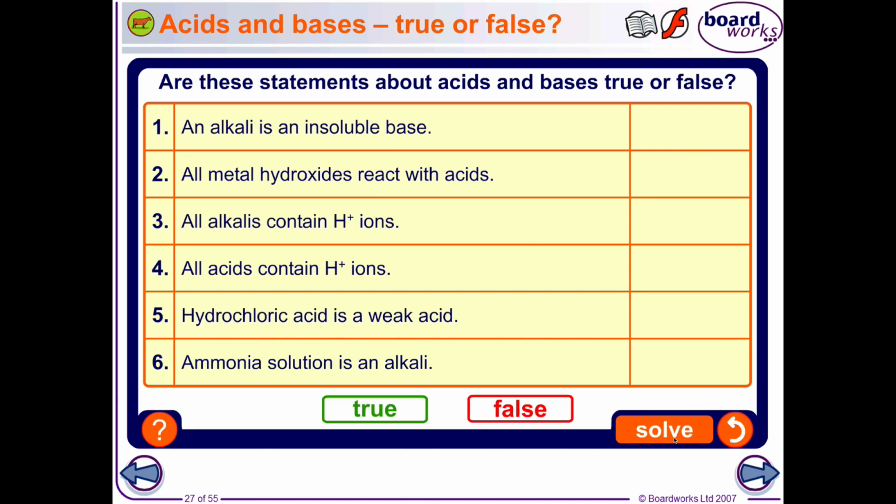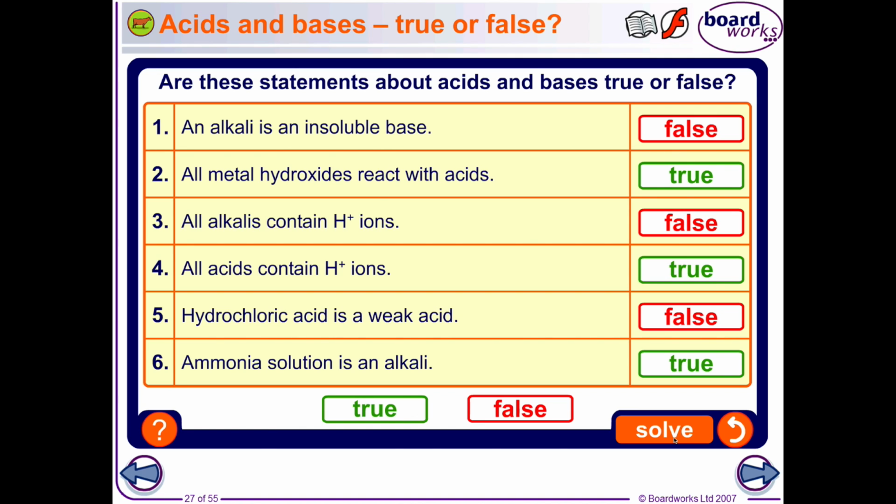Right, hopefully you've had a chance to check those, and these are your answers. An alkali is an insoluble base: that's false. An alkali is a soluble base. All metal hydroxides react with acids: that's true.